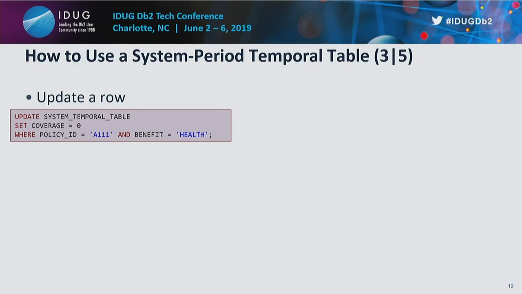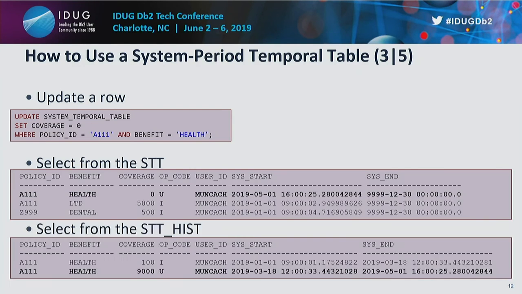I'm going to update again for the health coverage. I'm going to set my coverage equal to 0. So again, I have my updated row, coverage set to 0. This is now done on May 1st at 4 p.m. Again, we have these two timestamps lining up to the row which used to be updated for the 9,000.